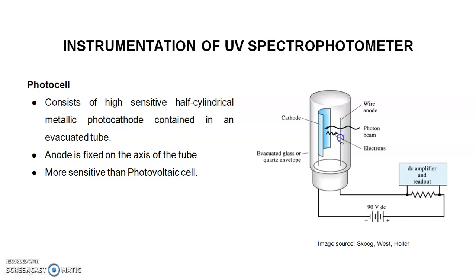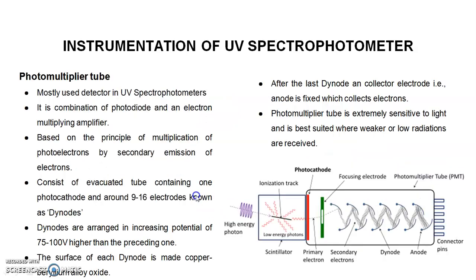And it is more sensitive compared to the barrier layer cell, as I have mentioned, and therefore it is most widely used. Coming to the next and the last detector we have in UV spectroscopy, that is the photomultiplier tube.